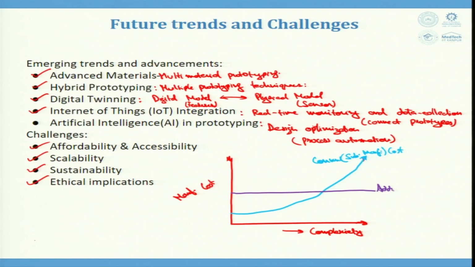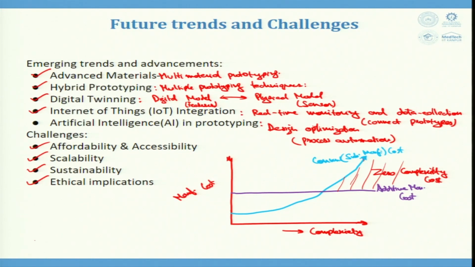This is the additive manufacturing cost, which means we have zero complexity cost in this area. This is the major benefit of rapid prototyping or additive manufacturing.